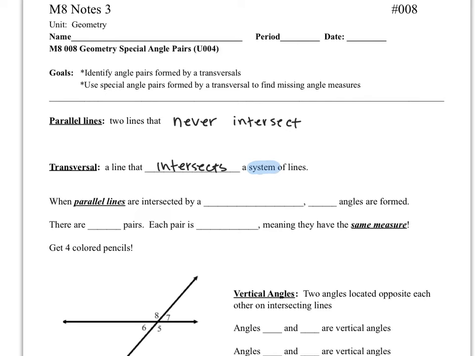So if you have two lines drawn, whether they intersect or not, and you draw a third line that intersects them, that third line is going to be called a transversal. Now what's special is that when parallel lines are intersected by a transversal, there are 8 angles that are formed, which means there are 4 pairs, and each pair is congruent, which just means that they have the same measure.